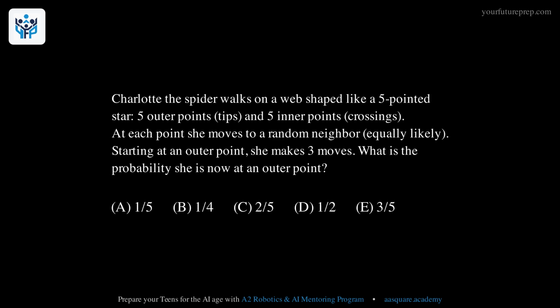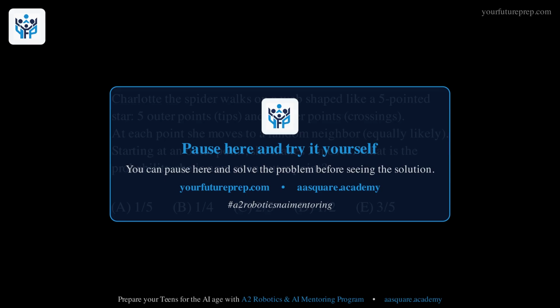She starts at an outer point and makes 3 moves. What is the probability she ends at an outer point? You can pause here and solve the problem before seeing the solution.